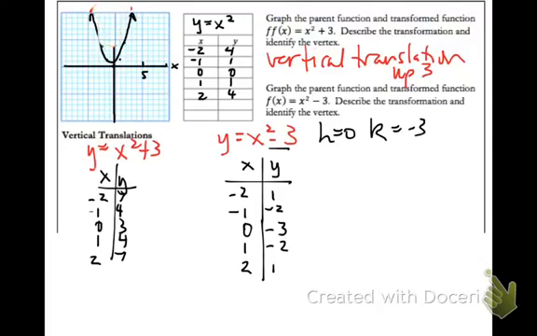So let's take off this graph. We still have our parent graph, and then let's graph this new one. So negative 2, 1, negative 1, negative 2, 0, negative 3. Draw a nice, smooth U-shaped curve. And you can see that this has shifted down 3. So we would call this a vertical translation down 3.